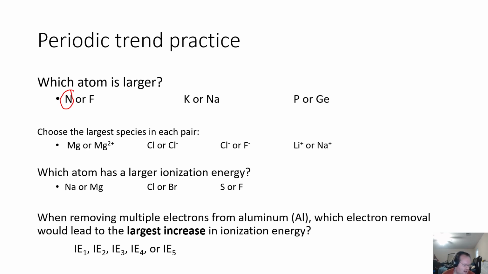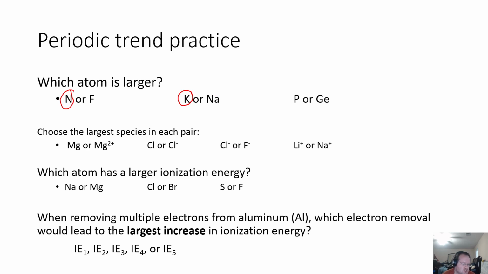Then you have K and Na, potassium and sodium. Potassium is in a larger period number, further down the periodic table. It's in period 4, whereas sodium is in period 3. So if you're in period 4, you've got a 4s electron. That will make you larger than sodium that only has a 3s electron.